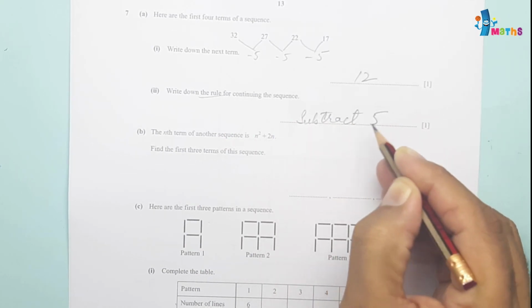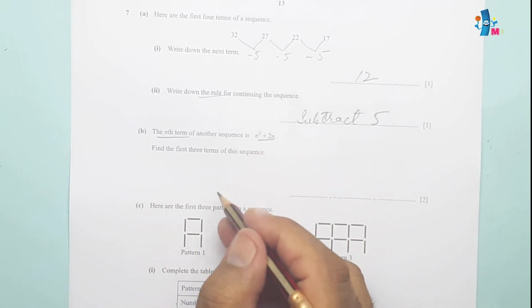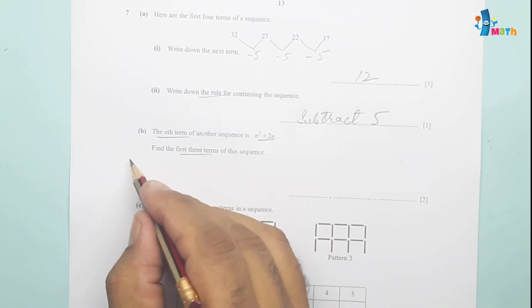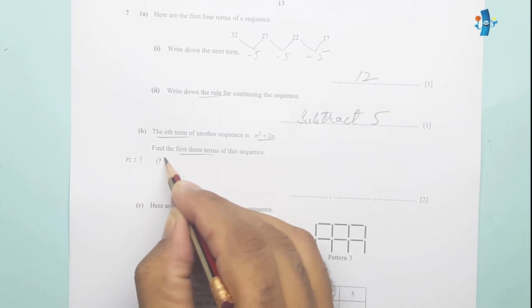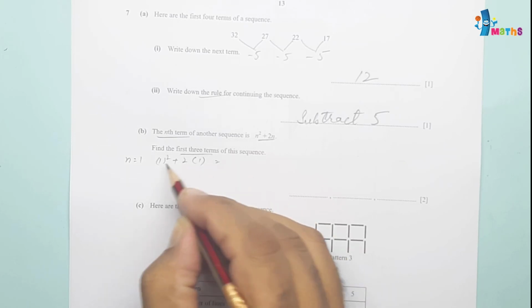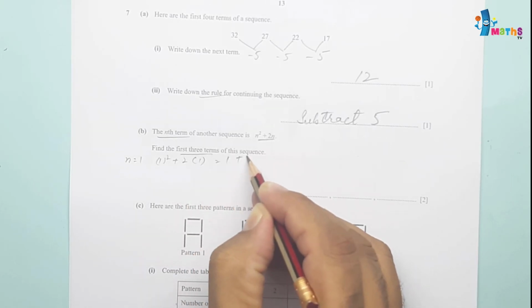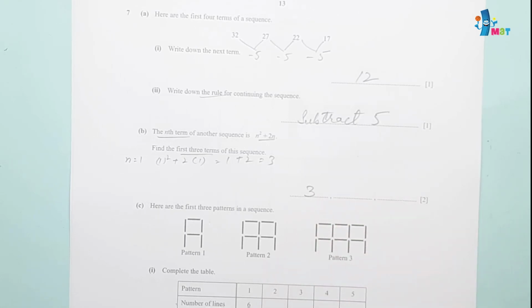The nth term of another sequence is this one. First 3 terms they are asking for. So we'll take n is equal to 1. This will be 1 squared plus 2 into 1. This will be equal to 1 plus 2, which is 3. So our first term will be 3.